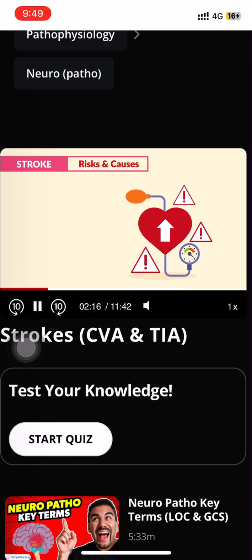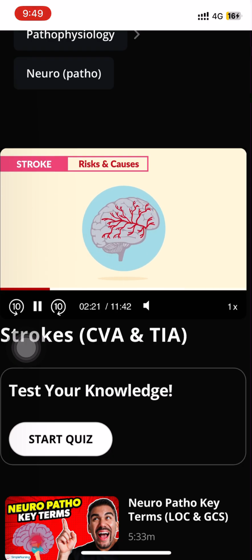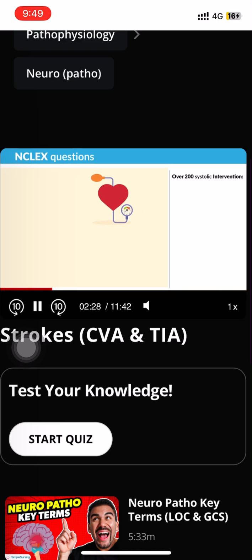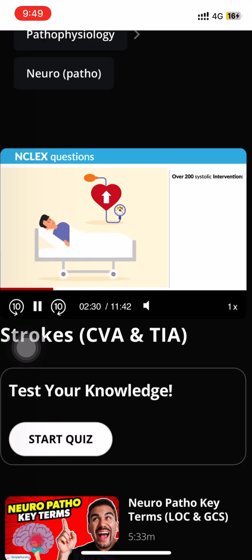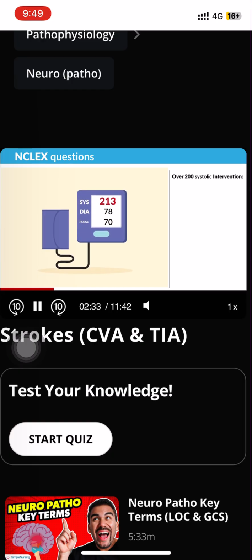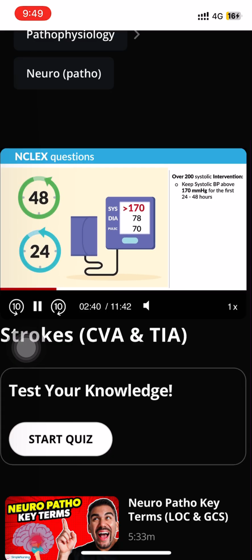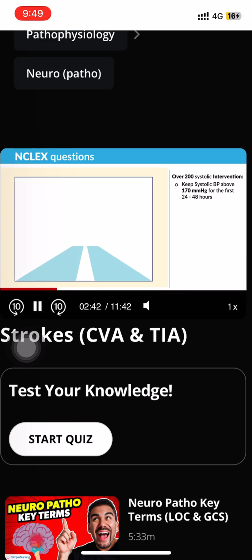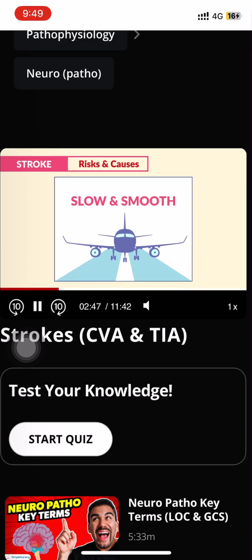Well, why though? Well, think of the patho here. Uncontrolled hypertension pounds those little blood vessels inside the brain, stretching them out and making them very fragile. Now, a tricky NCLEX question for a client recovering from a stroke with hypertension over 200 systolic, the intervention was to keep the systolic blood pressure over 170 for the first 24 to 48 hours. This makes sure we lower the pressure slowly, sort of like landing a plane. We land it slow and smooth, no big drops.